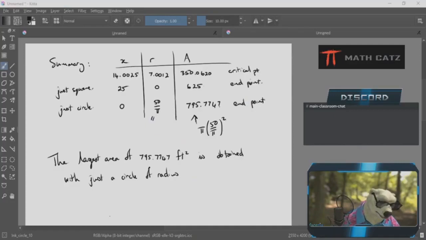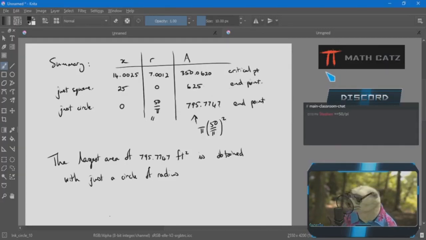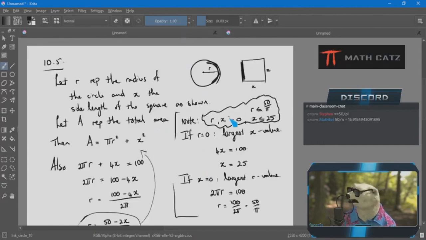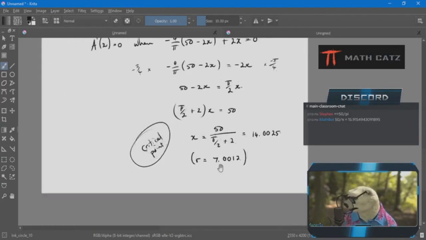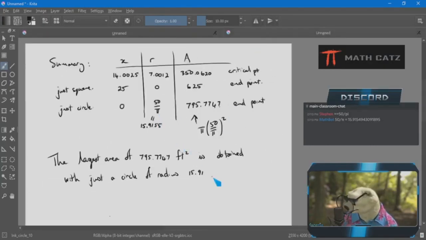One more time, MathBot. He seems to have warmed up a little bit. 50 divided by pi. And of course, as I say, this is going to let me down. I know it. He waits for the most important times when we're so close to the end. No? Okay. Let's write over here. 15.9155. 15.91. Didn't we find the radius already? Who's this guy? No. Sorry, that was the critical point. Never mind. That's not the best. This one's the best.